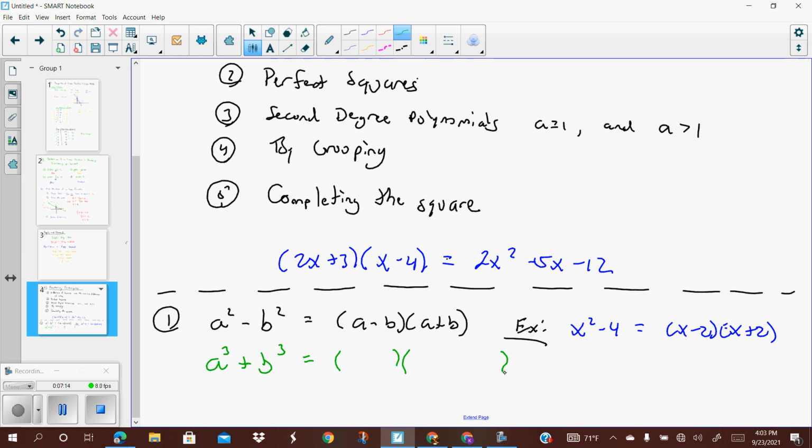The binomial part, that's probably the easiest part. The binomial is: take the cube root of the first term and take the cube root of the second term. That's what goes into your first parentheses. So the cube root of a cubed is a. The cube root of a positive b cubed is plus b. That's the first parentheses. To get the second parentheses, the trinomial, I actually work from here. I go from this one. To me, it's easier. You can figure out whatever way works for you.